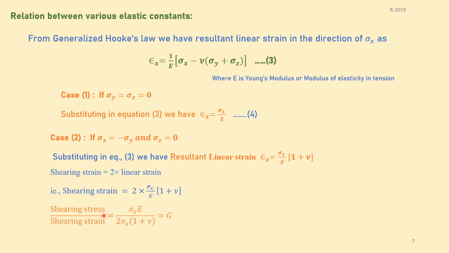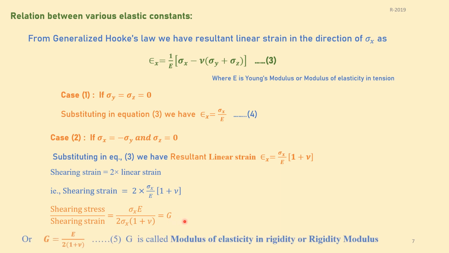And now let me express Hooke's law. Shearing stress by shearing strain is equal to sigma x into capital E by 2 sigma x into 1 plus nu. Remember, even though two stresses are being applied, their magnitude is same, equal to sigma x. So it's enough I express the magnitude here, sigma x into capital E by 2 sigma x into 1 plus nu. That gives us a constant notated as capital G. Here from this equation, G is equal to E by 2 into 1 plus nu. G is called modulus of elasticity in rigidity, or simply rigidity modulus. Let us name this as equation 5.